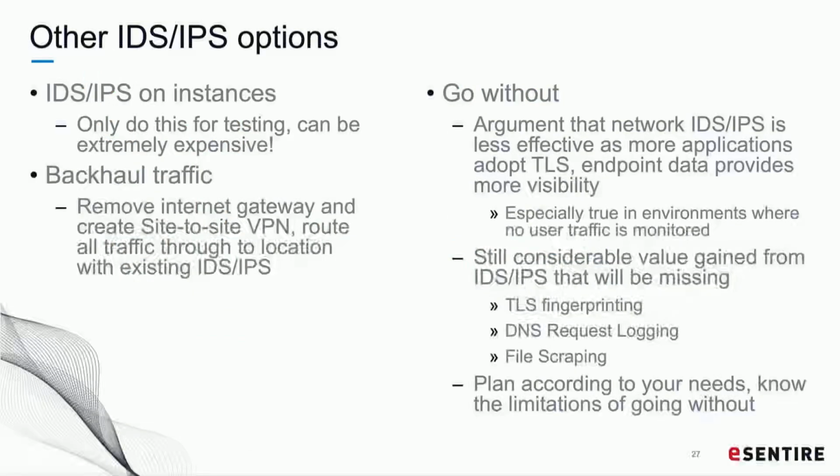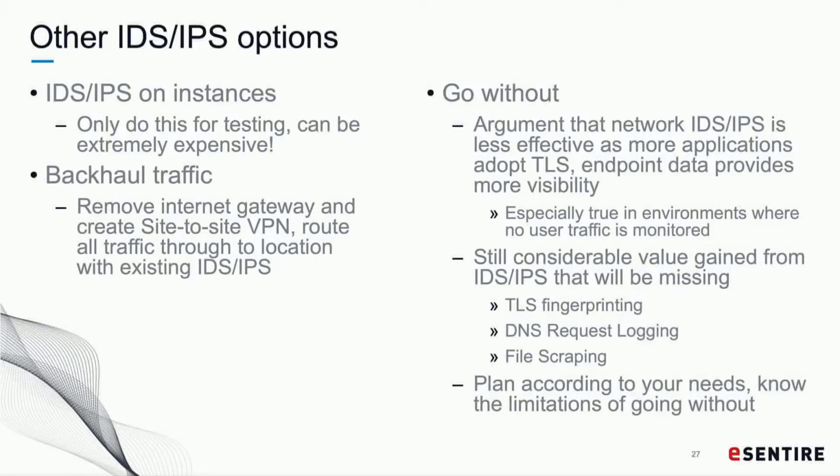There's a few other options too. The craziest one on the list is running IDS or IPS on the actual instances. So this would mean running something on your web servers and your database servers to do the analysis. It's extremely expensive. I don't recommend it. You can backhaul traffic to where there is an IDS. Not really a great solution for anything that's public facing, since now that has to route through your on-prem all the way up to AWS, or go without.